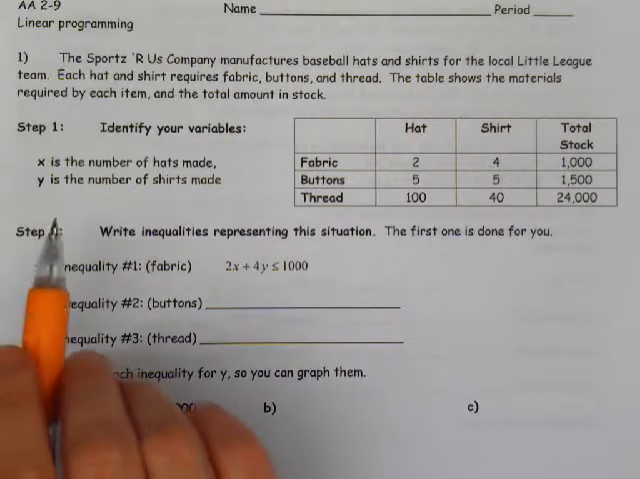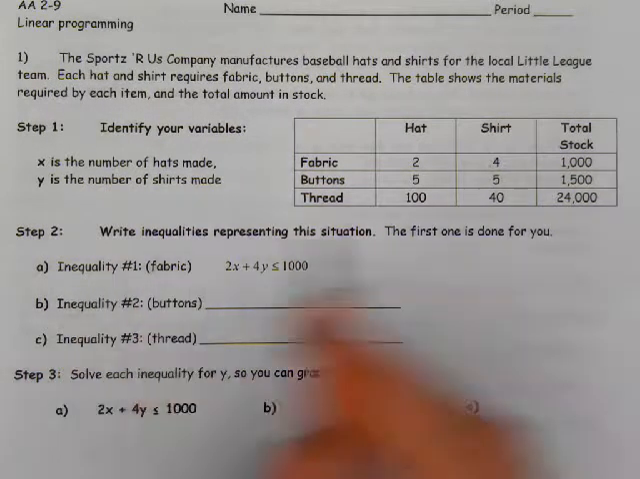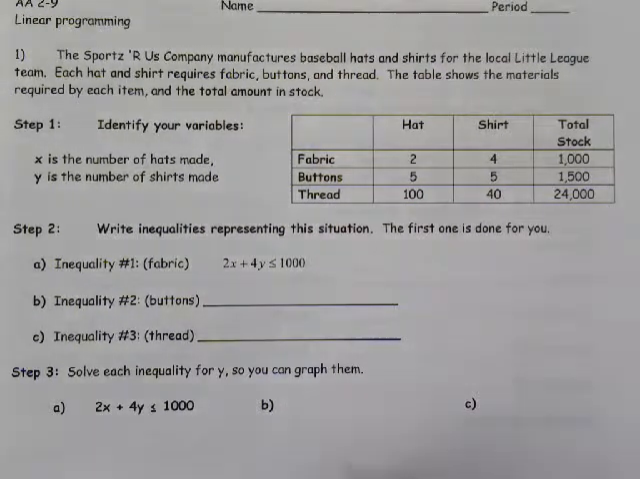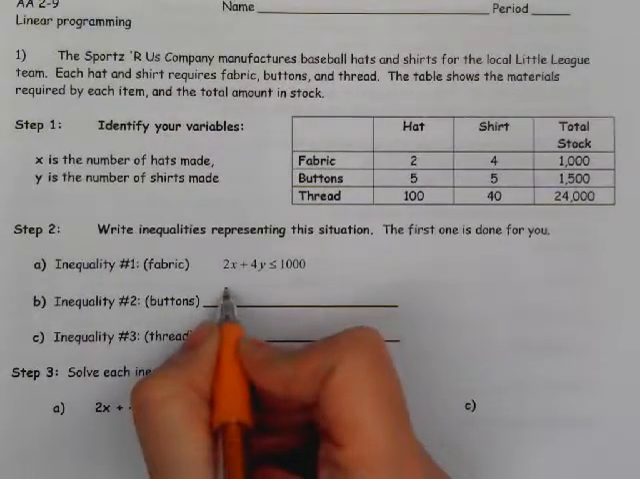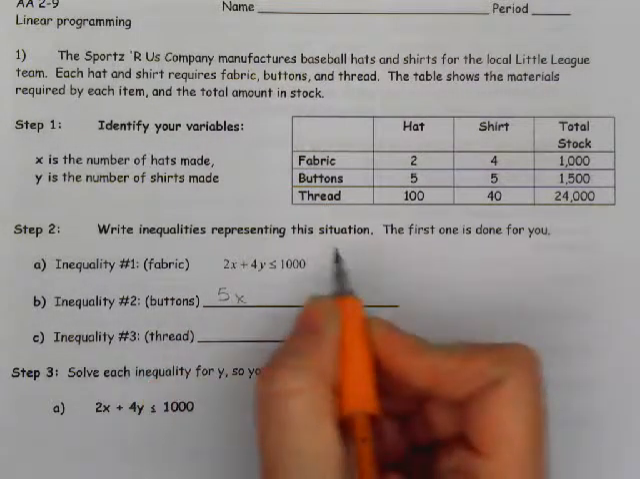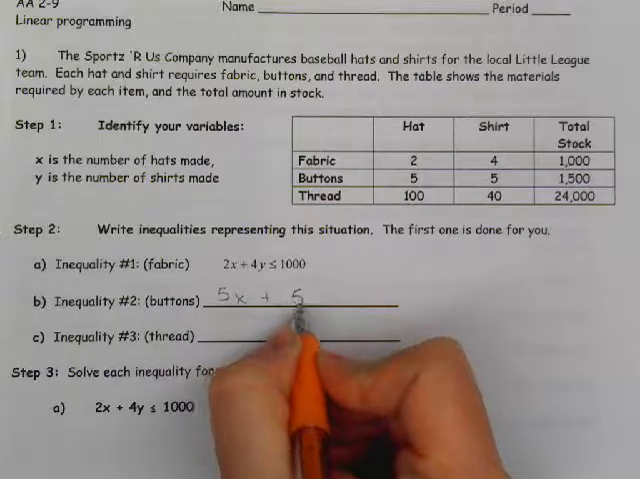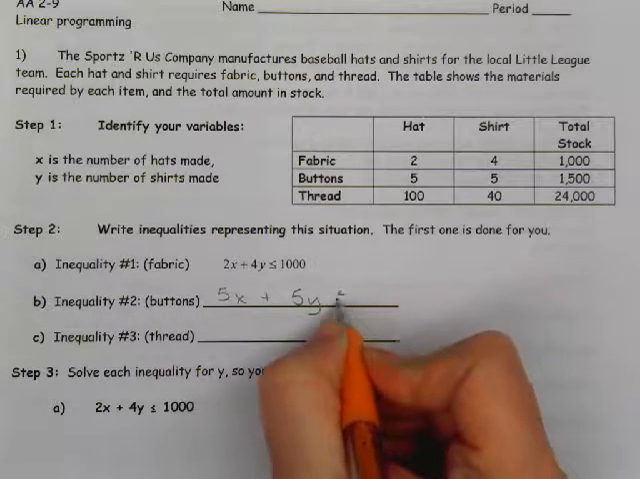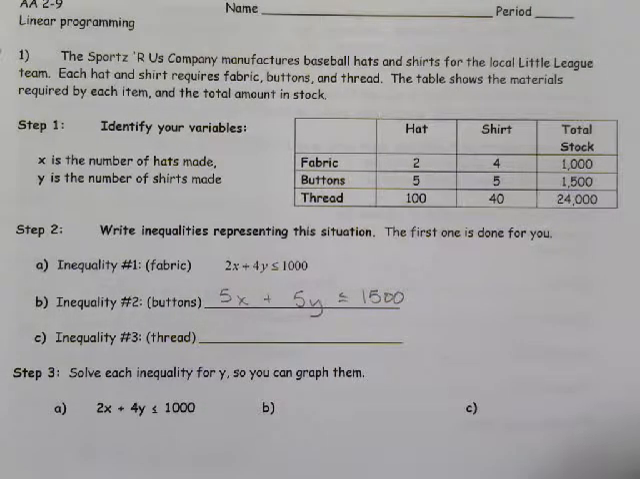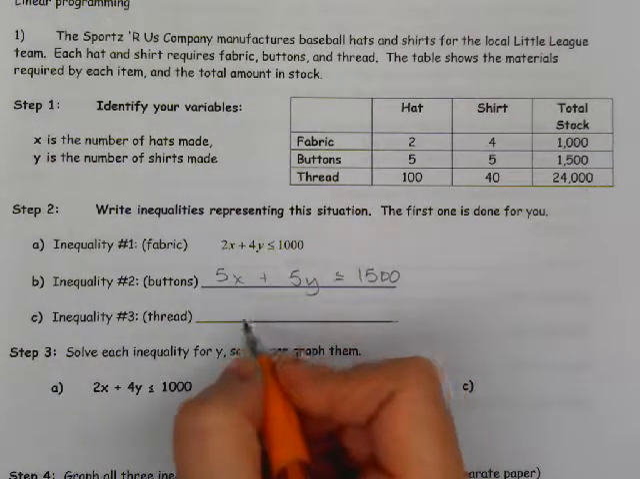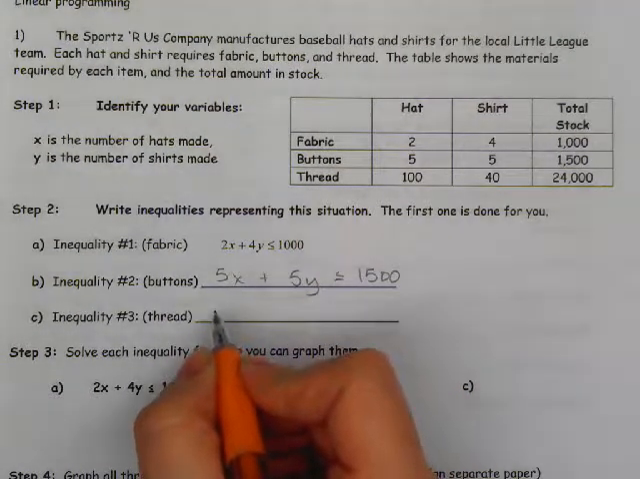So my second inequality is going to be the buttons, and that's going to be 5 times the number of hats plus 5 times the number of shirts, and we only have 1,500 to work with, so that has to stay less than or equal to 1,500. Same thing with the thread. So 100 times the number of hats plus 40 times the number of shirts is less than or equal to 24,000.